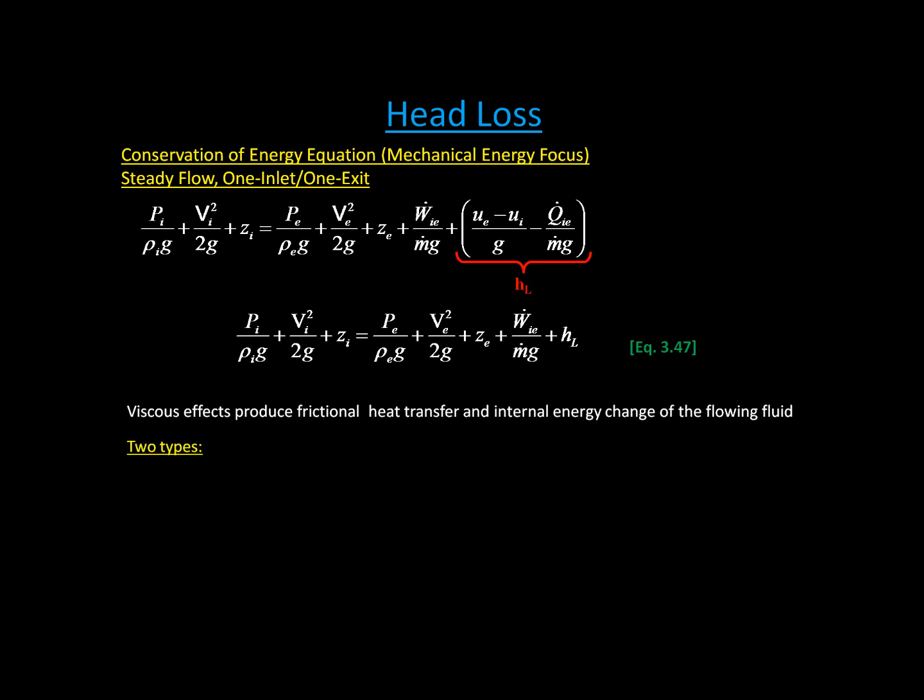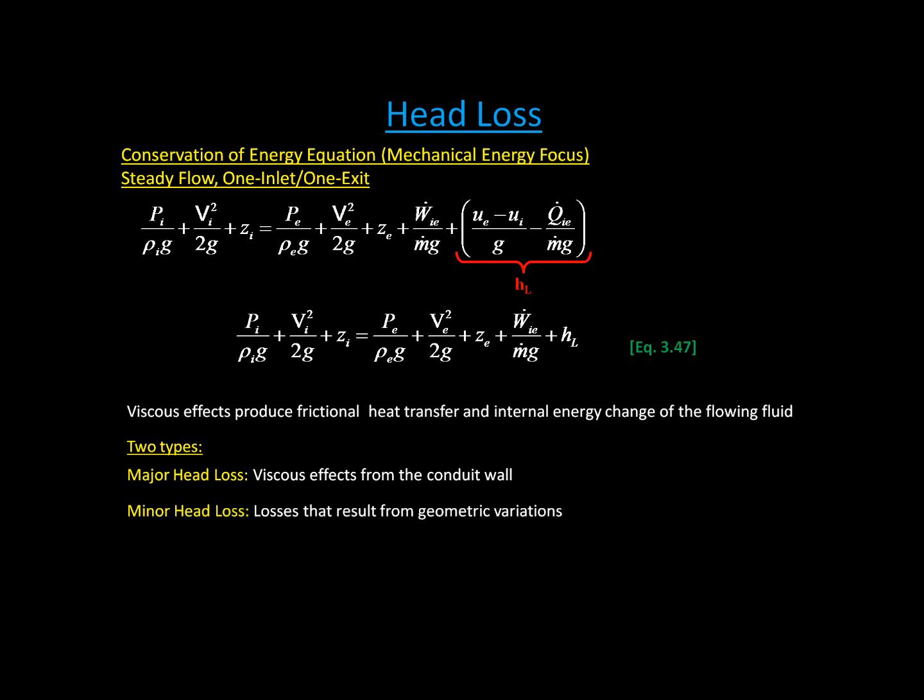Now, there are two different types of head loss that we'll be looking at. Major head loss, which are the viscous effects from the conduit wall. Think of the friction between the wall and the fluid. That's your major head loss. And then your minor head loss are losses that result from geometric variations.